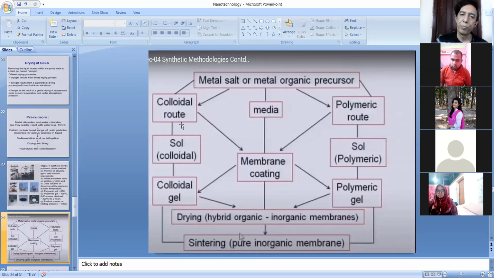So you can get two routes. If you use the polymer sol, then you will get polymer gel. If you use the colloidal sol, then you will get colloidal gel. But when you dry this gel, you will eventually get the same product, whatever you want.